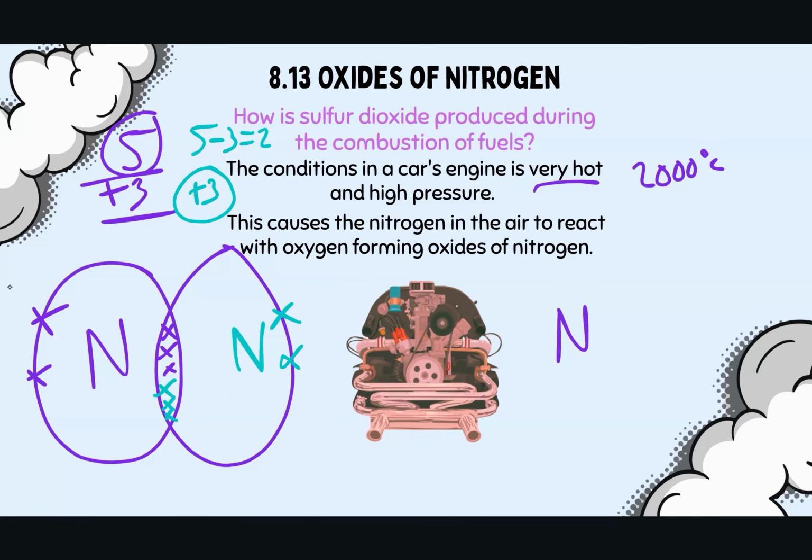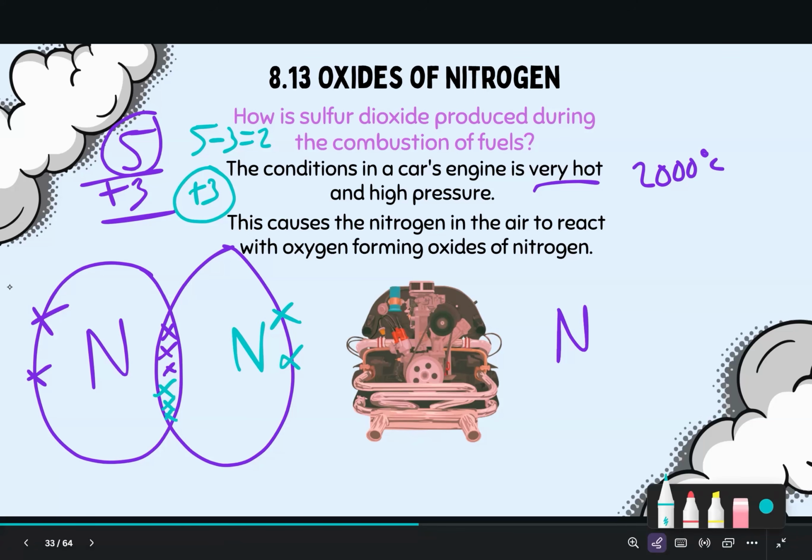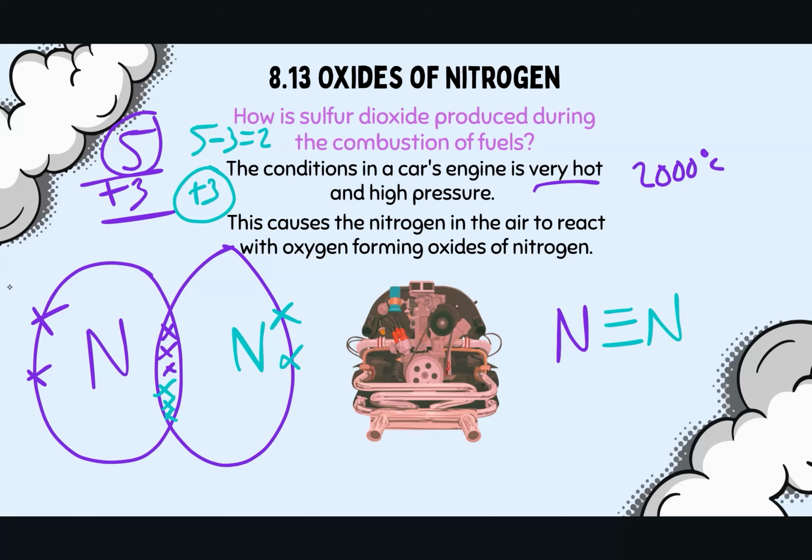There's 6 electrons. Now, 2 electrons means 1 covalent bond because a pair of electrons is being shared. So it's 3 covalent bonds. So 1, 2, 3. That's a triple covalent bond, which is very strong. To break that bond takes a high amount of energy. In other words, 2000 degrees or lightning.